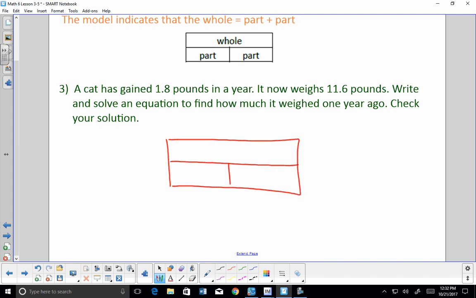All I do is draw a big giant rectangle, split it down the center horizontally, and then split the bottom box vertically. I know that the cat's weight now has got to equal what it weighed before plus how much it's gained. So weight before, and then weight gained.